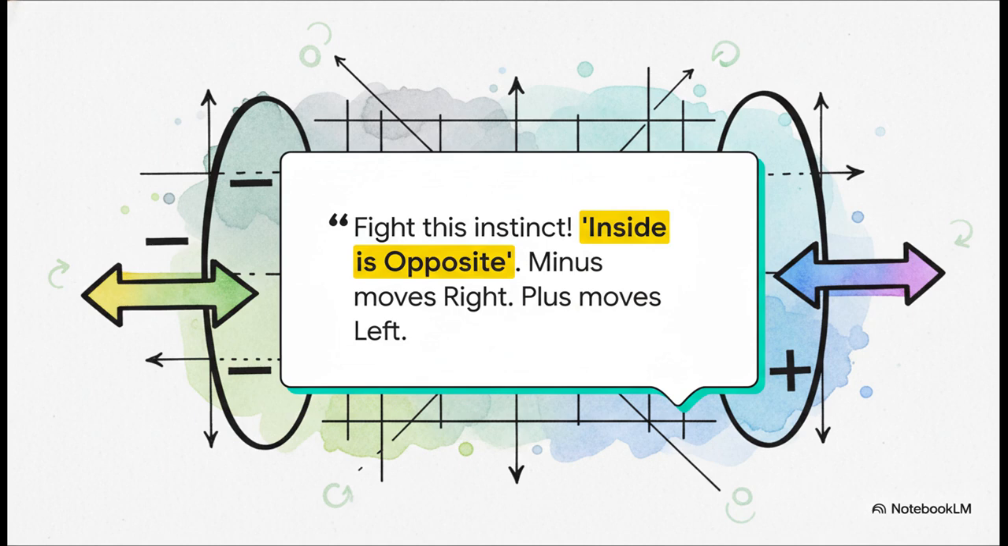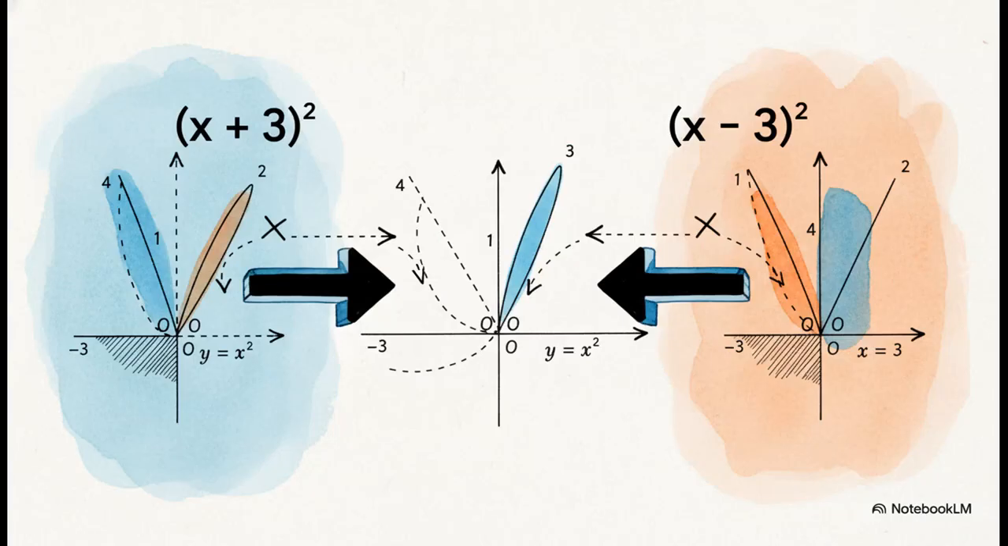And this brings us to the single biggest rule for horizontal shifts, the one thing that trips everybody up at first. You have to burn this phrase into your brain. Inside is opposite. What you see is the opposite of what you do. And this slide shows that weird, counterintuitive rule perfectly. When you see x minus 3 inside those parentheses, every part of your brain wants to move left, towards the negatives. But nope, inside is opposite. It actually moves to the right 3 units. And on the flip side, x plus 3 moves you to the left 3 units.